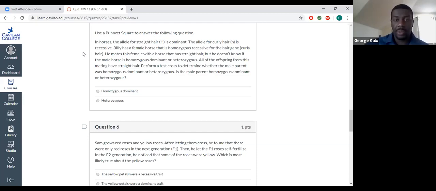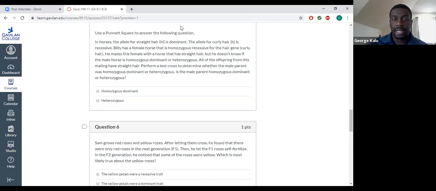He mates this female with a horse that has straight hair, but he doesn't know if the male horse is homozygous dominant or heterozygous. All the offspring from this mating have straight hair. So perform a test cross to determine whether the parent was homozygous dominant or heterozygous. Is the male parent homozygous dominant or heterozygous? So again, we'll do our Punnett square to help us answer this question.